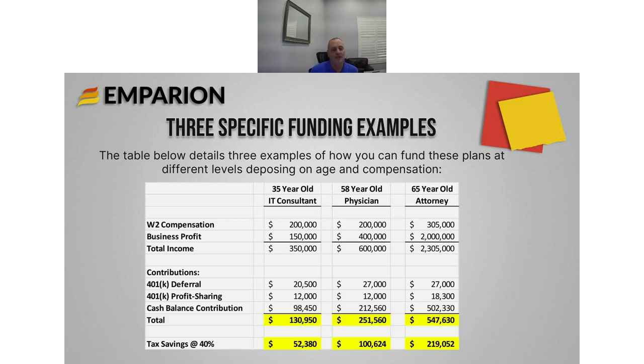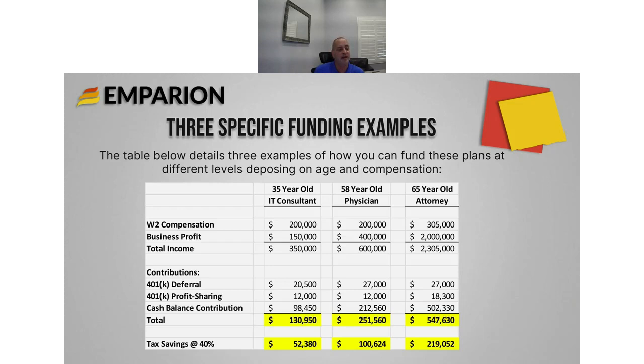First example, 35-year-old consultant, and these are all going to be S corporation illustrations. The compensation is $200,000 and the business profit is $150,000. So the total income in the illustration for the IT consultant would be $350,000. Now they can do a 401k deferral of $20,500, still allowed to do that. They also can do a profit sharing contribution, but that profit sharing is actually limited from a traditional 25% down to 6%. So that's going to be $12,000 there.